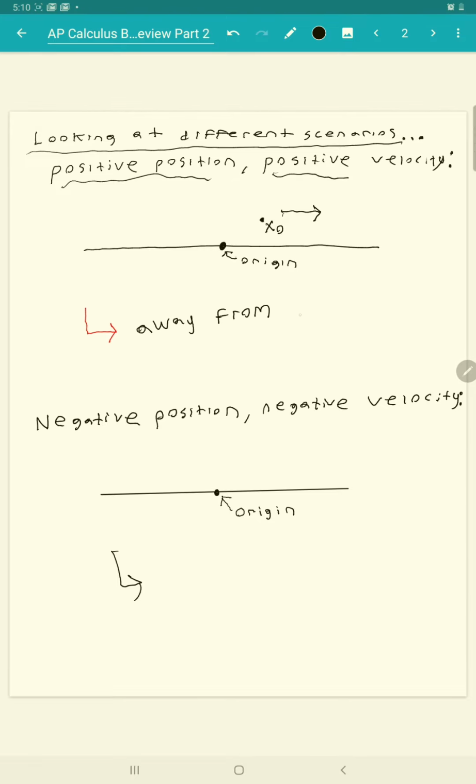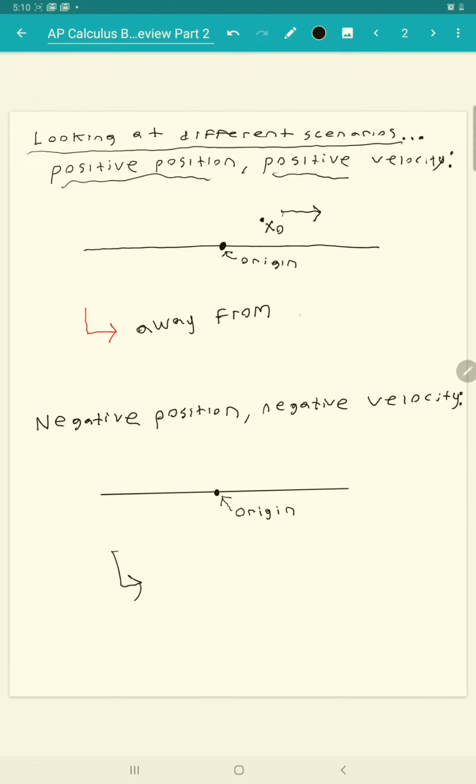And lastly, if a particle has a negative position and a positive velocity, it will start out to the left of the origin because of its negative position, and since its velocity is positive, it will move to the right. So it is starting out to the left of the origin and moving right, so therefore we know it is moving toward the origin.